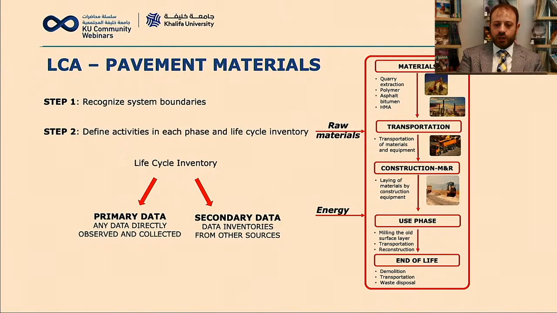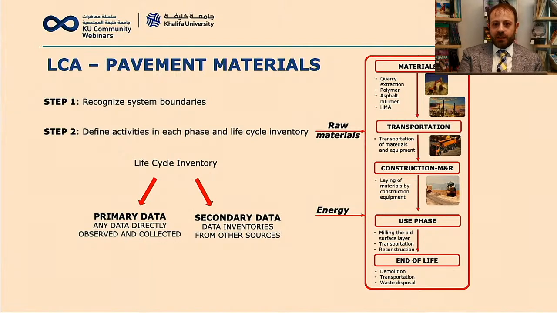So for materials, we go for the quarry extraction of aggregates, or for the asphalt bitumen production or the polymer production, and we collect data. These data can be primary data or secondary data. Usually it's very difficult to get primary data. Primary data are data that are directly collected in field or by interviewing people and crews that are working in a particular activity included in our system boundaries. Again, this is extremely difficult, and we can all understand why this can be difficult.